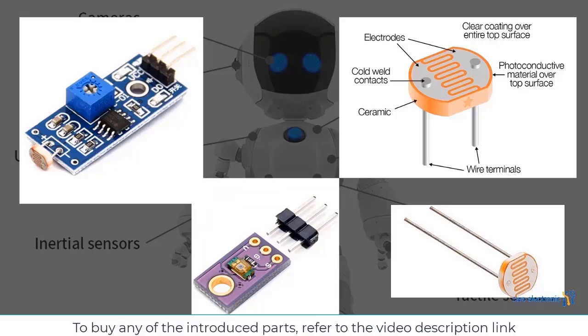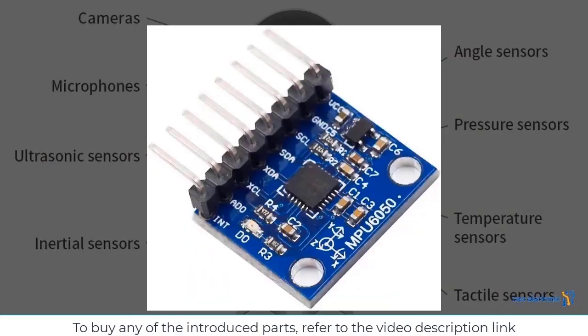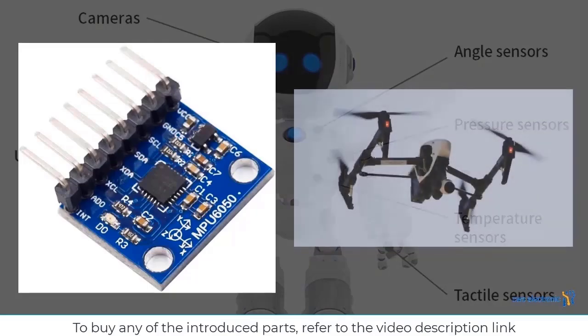So let's move on to the next sensor, and the next sensor that I want to introduce is the gyroscope sensor. The gyroscope sensor is one of the sensors that is mostly used in flying robots, but it is also very useful in non-flying robots. The gyroscope sensor allows you to easily detect the tilt angle and the position of the robot.